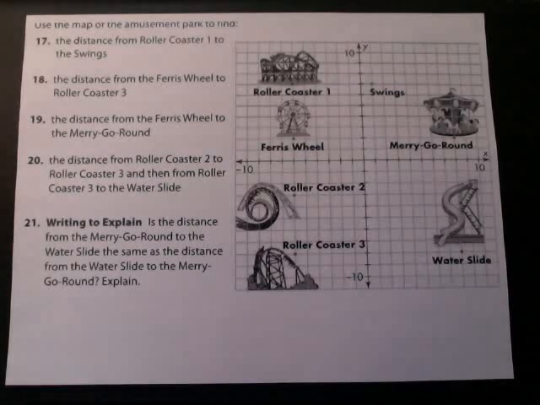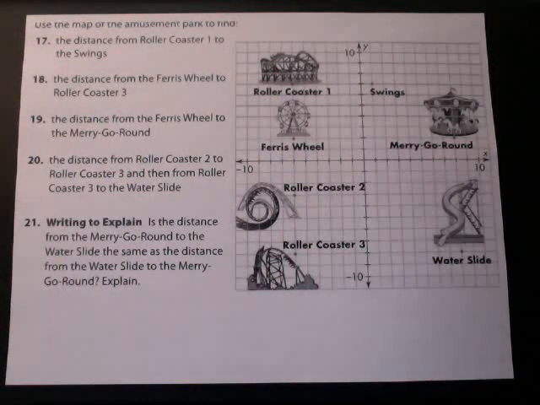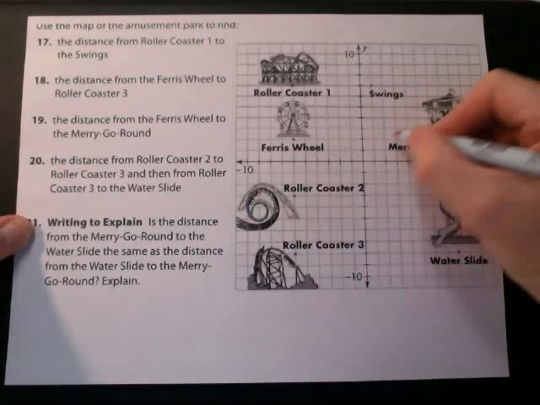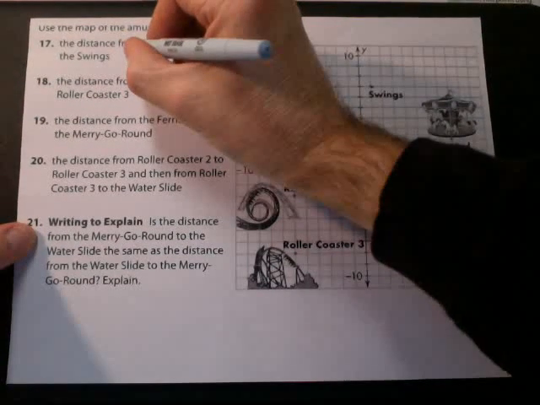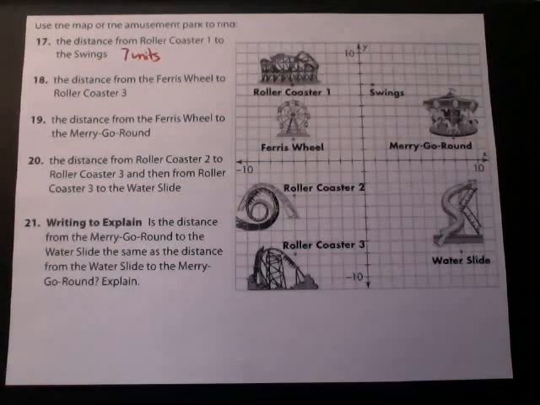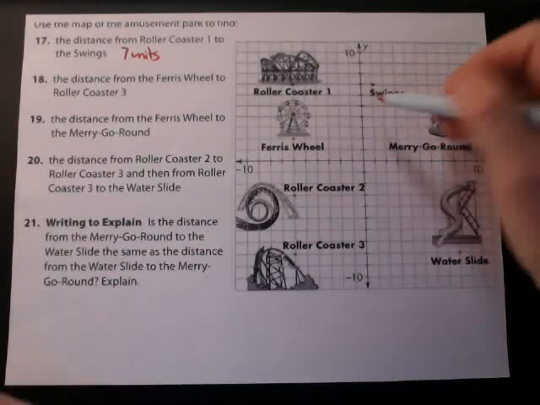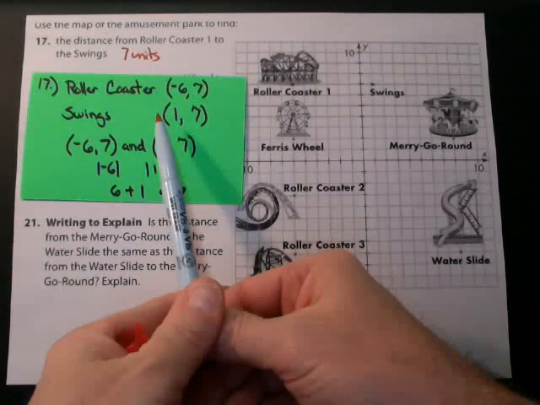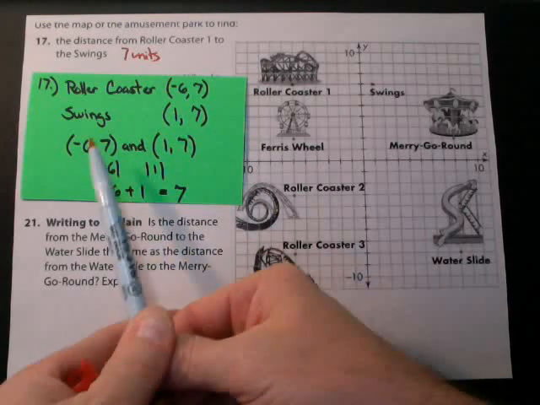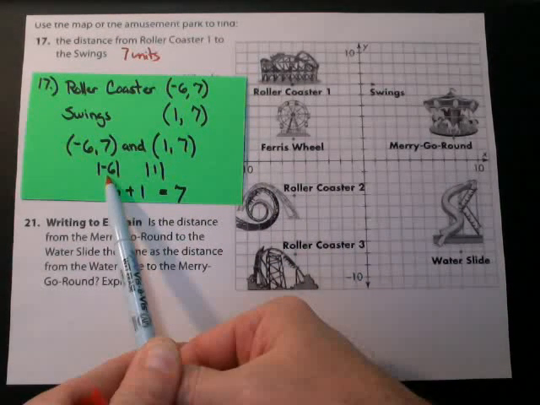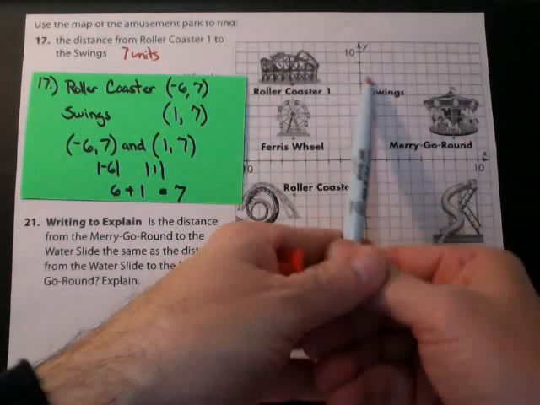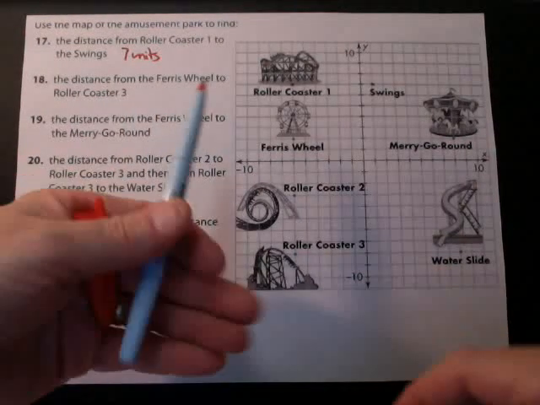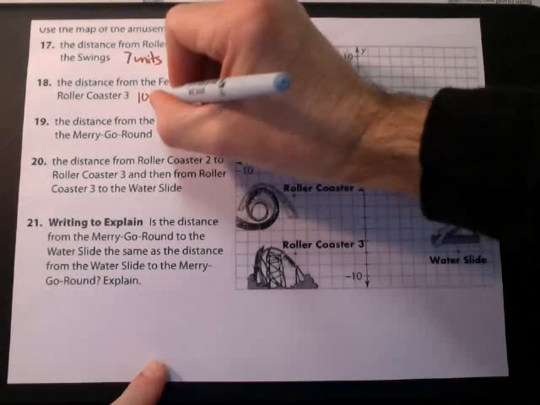Alright, let's see what we've got here. Let's start with number 17. The answer to number 17 is the distance from roller coaster 1 to the swings over here is a total of 7 units. How did we get 7 units? Well, we could have counted 1, 2, 3, 4, 5, 6, 7, or we could have done the math. The coordinates for the roller coaster are -6, +7. The swings are at +1, +7. So you take the coordinates, the 7 is common, absolute values that you're going to use, and you're crossing over an axis, so you would add 6 plus 1.